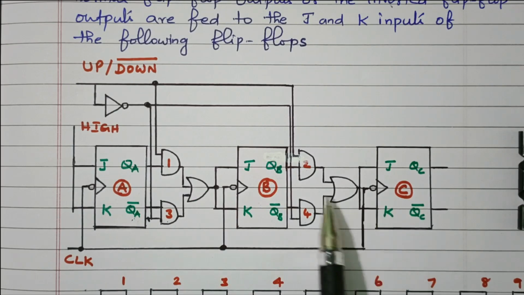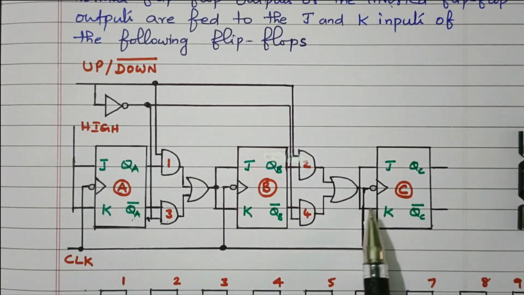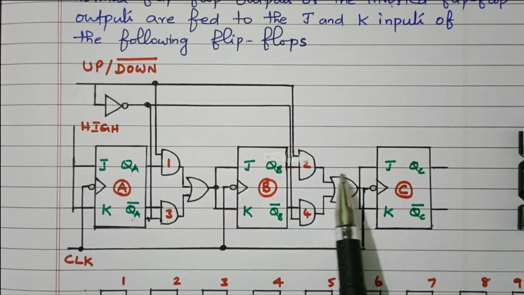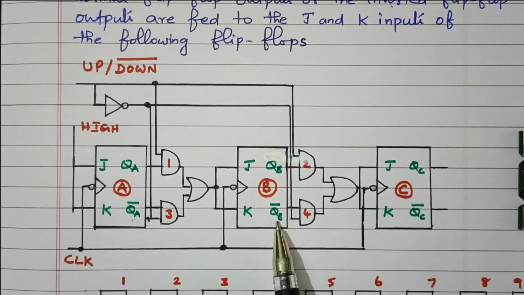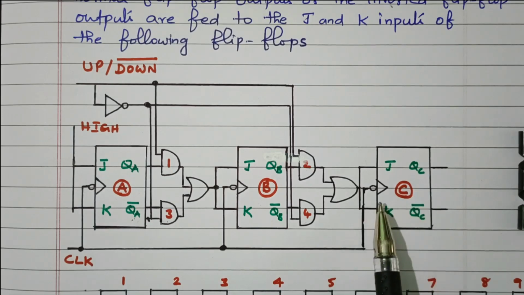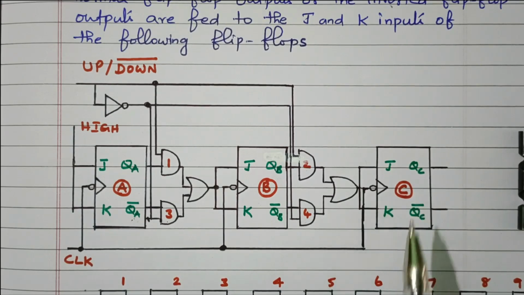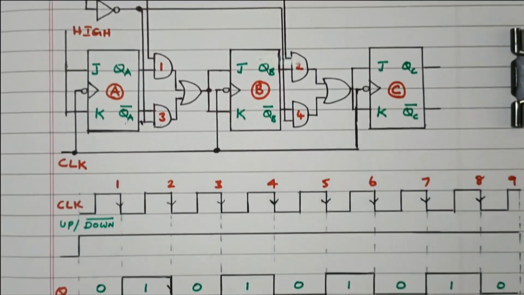Similarly here also, same thing. Here, 2 and 4 are connected. Same thing: if QB is connected, up operation. If QB bar is connected, down operation. Both are 0 means no change in the status of the flip-flop. If both are 1, there is a change in the status of the flip-flop QC. Right. So based on that, we will see the timing diagram.